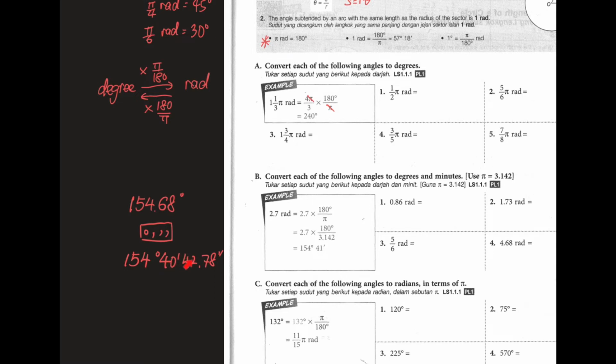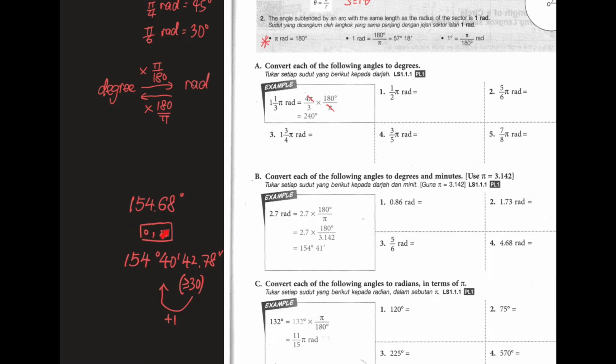1 minute have 30 seconds. Okay, 1 minute have 30 seconds. I'm sorry, 1 minute has 60 seconds. So whenever this is more than half, meaning more than or equal to 30 seconds, then you have to add 1. That's why this is 42, more than or equal to 30, so we add 1 to this, so that's why we get 41 here. 154 degrees, 41 minutes.